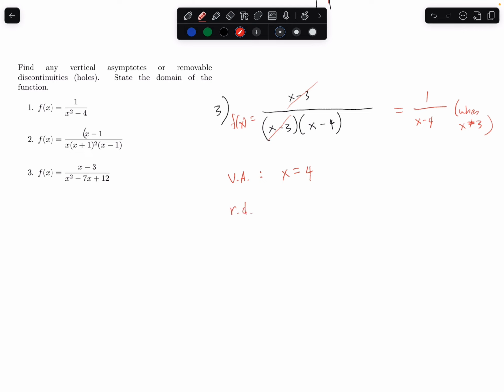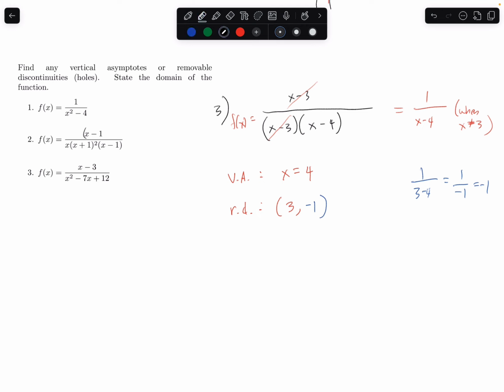Let's call it RD for removable discontinuity. That's going to be at 3, comma, whatever the result of that would be at 3. So let's fill that in. 1 over 3 minus 4 would be 1 over -1, which is -1. So -1. Okay, 3 comma -1 is the removable discontinuity location.